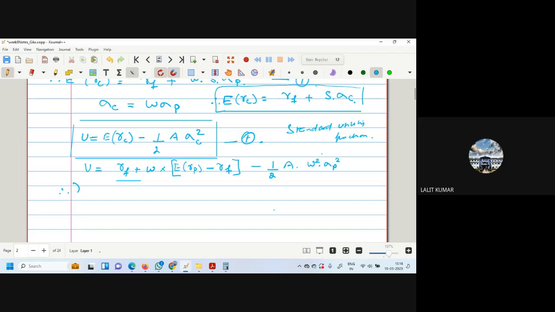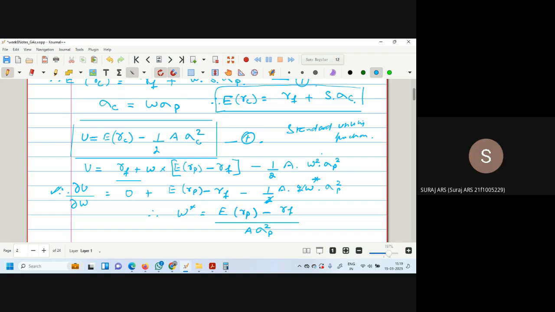Now I take this derivative with respect to W. So this will become 0, this will become ERP minus RF, and this will become minus 2A into 2W into sigma P square. Therefore, if this is the optimal W star, which is maximizing the utility, your W star becomes ERP minus RF divided by A into sigma P square. Is this okay? So this is the formula for your W star.